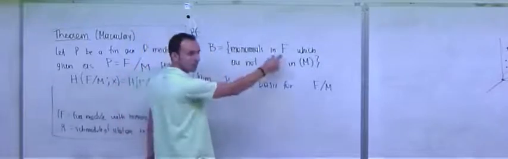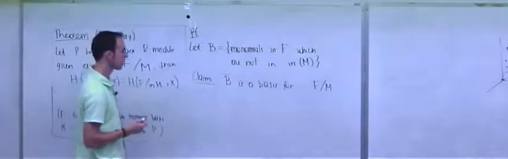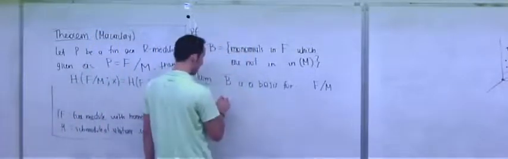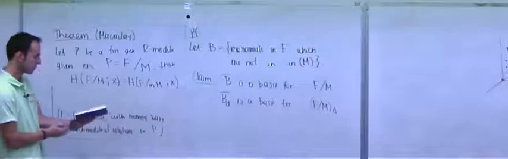And my claim is that B is a basis for F mod M. You have to be a little bit careful, because these things in B live inside F, and I'm claiming them to be a basis for F mod M. So really, I need to take B bar to be their image in F mod M. So I'm claiming that B bar is a basis for F mod M, and that if I take those that have degree D, then this is going to be a basis for F mod M in degree D.